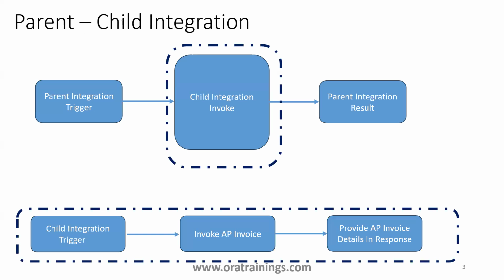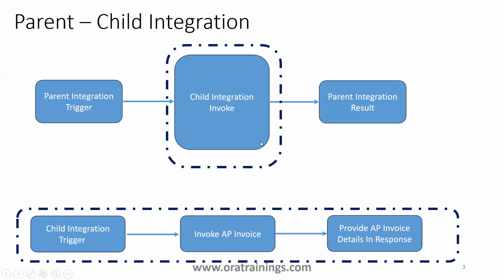This is the flow which we are expecting. We'll have a parent integration, and this parent integration will invoke a child integration. In the child integration, we are invoking an AP invoice. The child integration will take an AP invoice ID as an input, invoke the REST API of the Fusion ERP, and provide a JSON payload as a response. The child integration requires the AP invoice ID, so that will be passed by the parent integration trigger.